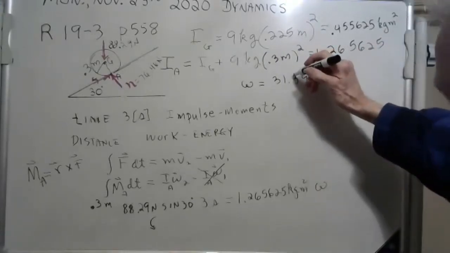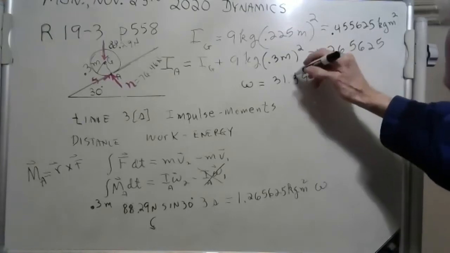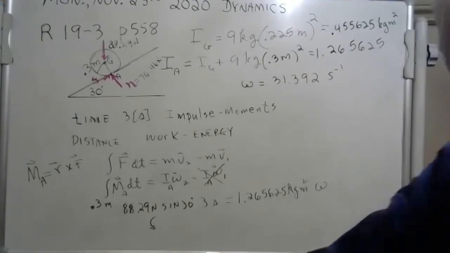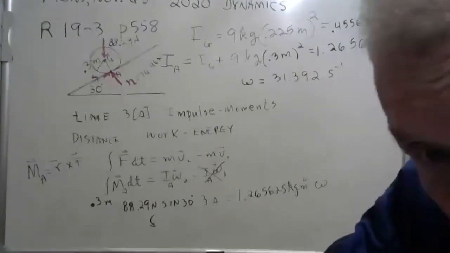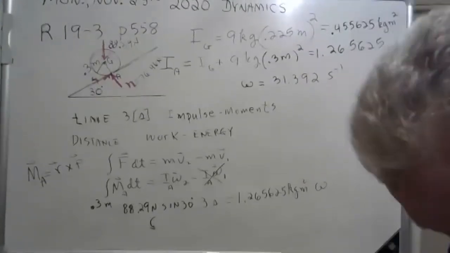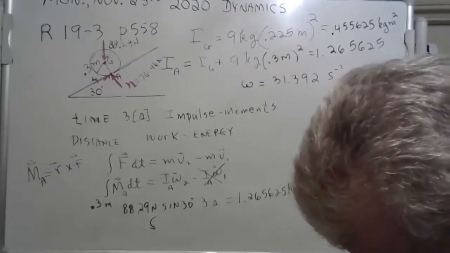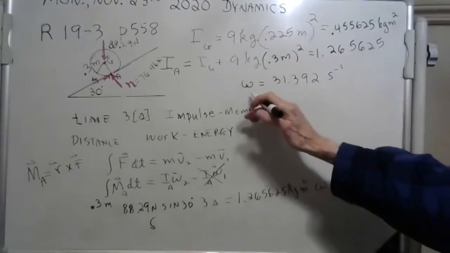Omega is 39.392 radians per second. All right, well, let's see how we did. Go to the back of the book, and we're going to see what the answer is. Now, wait a minute. Is that what they wanted? No. They want the speed. Well, see, we can get that.